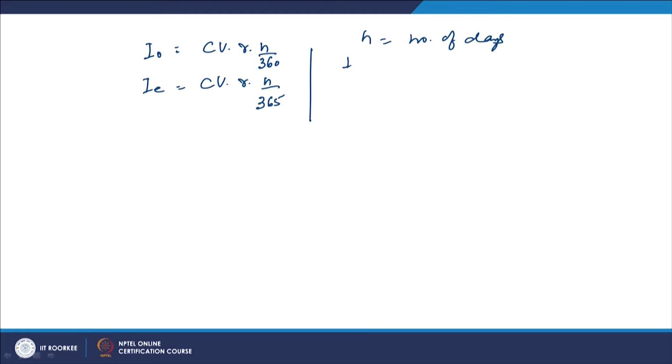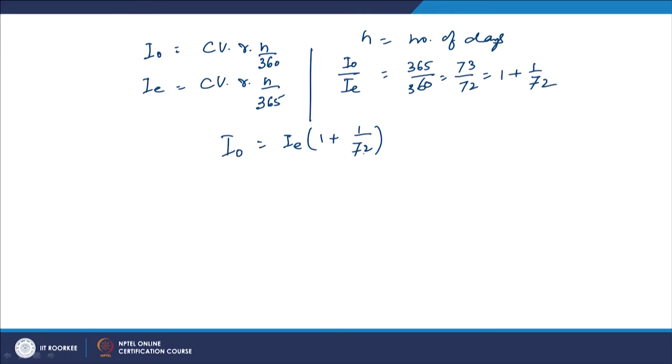If you find I naught by I e, that is ordinary interest by exact interest, it will be 365 by 360. Further dividing by 5, it will be 73 by 72, so it will be 1 plus 1 by 72. So, what we see is I o will be I e into 1 plus 1 by 72, or you will also get I o as 1.014 I e.